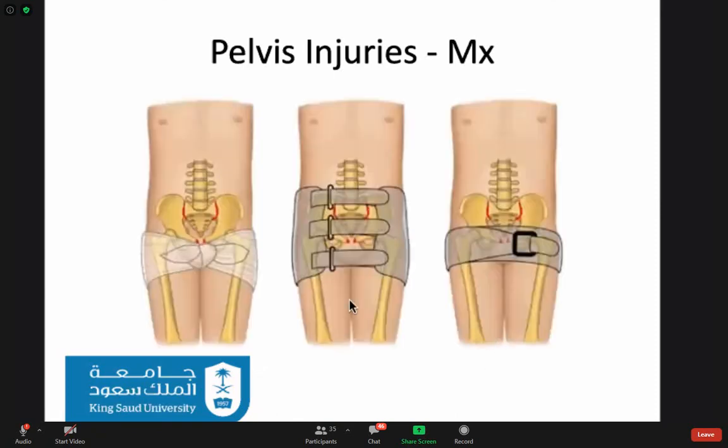And this is how you put the pelvic binder on. It's either with a bed sheet or some specific binders themselves. The area that you want is the greater trochanters, so on the femurs themselves. So if you're using a sheet, this is the main area you want to focus on, where the GTs are, okay?